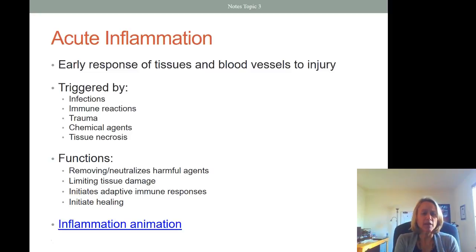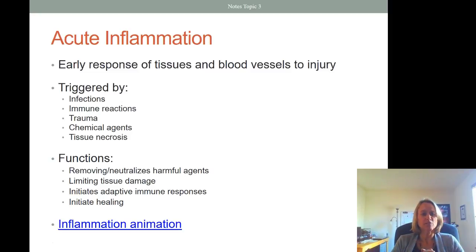Okay, let's talk about acute inflammation. This is the early response of tissues and blood vessels to injury. This is going to isolate the area. It can be triggered by infectious organisms, immune reactions, injury due to trauma or chemical agents, or tissue necrosis.